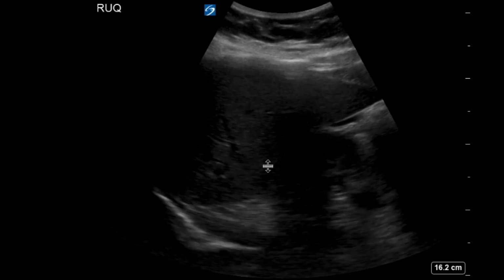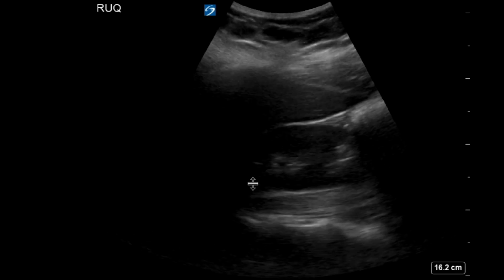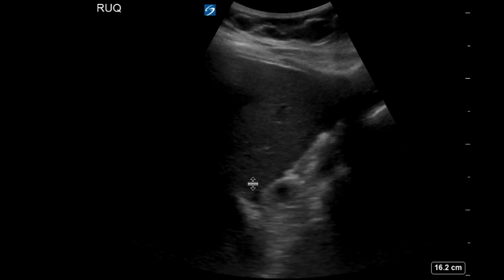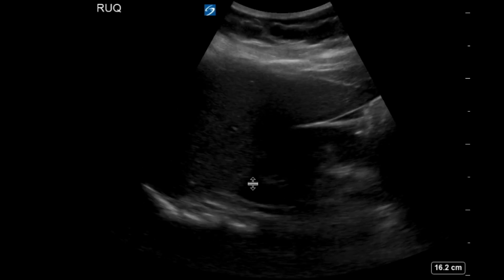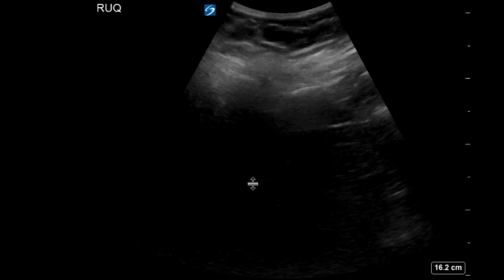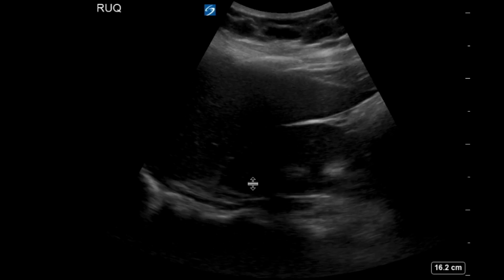So what's the space between the liver and the kidney on the right side? Yeah, so that's called Morrison's pouch. Yep. So that's just a potential space where fluid can accumulate. Do you see any fluid there? I don't. Yeah, no, me either.